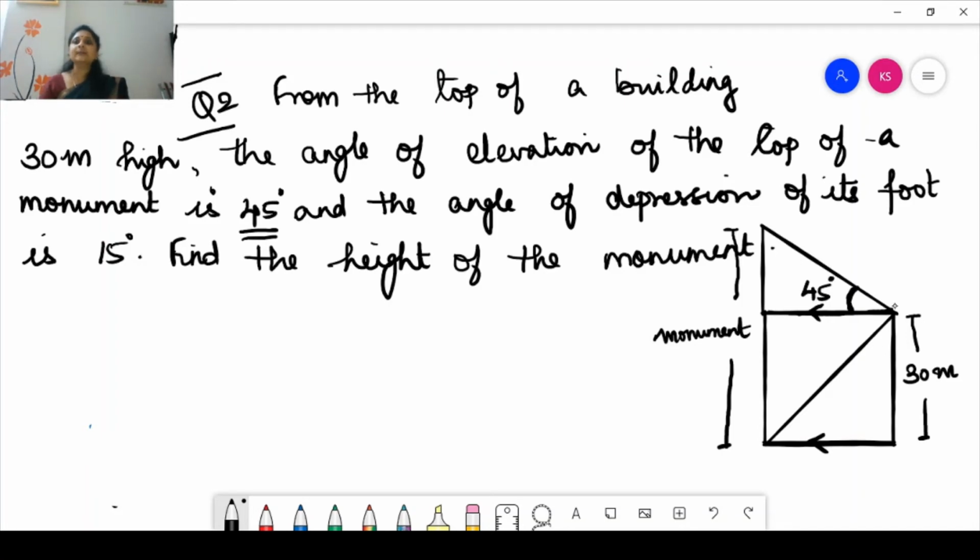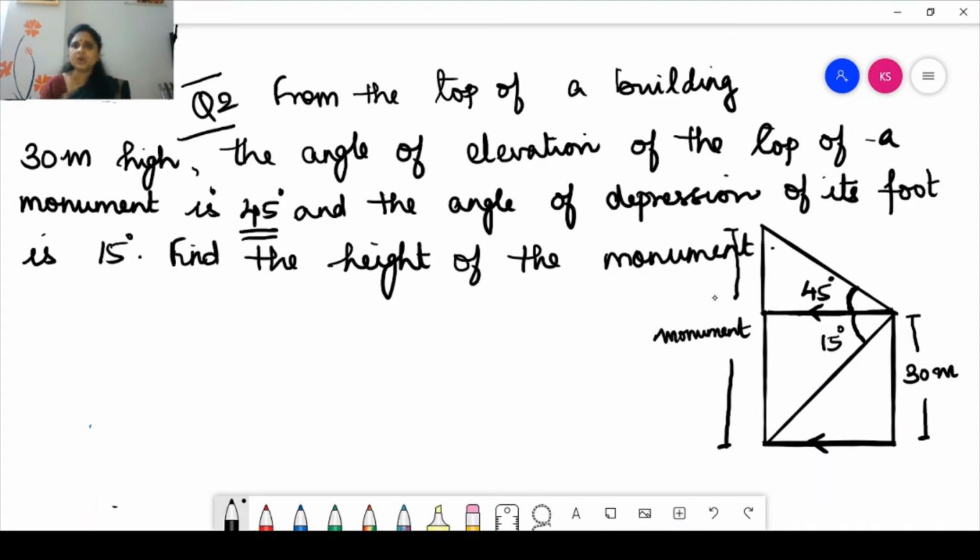Now, I'm going to look down. The angle of depression of its foot is 15 degrees. So how do I mark it now? When I look down, from the horizontal, again the line of sight, when I look straight from that line, from this line, I'll have to mark the angle of depression, that is 15 degrees. Now let's see how to find the height of the monument.